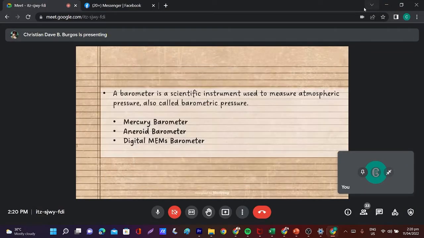Next po is yung aneroid barometer. Ito po, wala po na pero pwede po. Wala, pero pwede mag-search po. Aneroid.